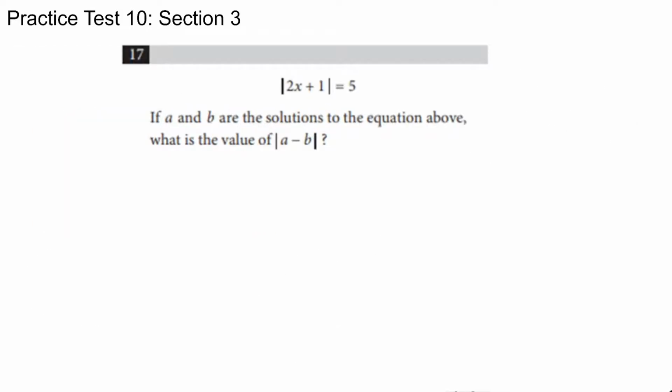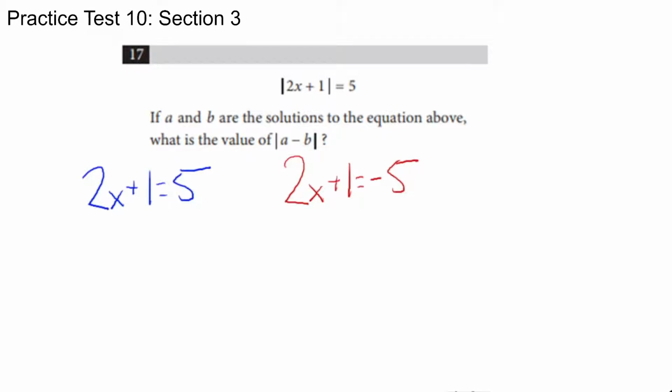Question 17 gives me the absolute value of 2x plus 1 is equal to 5. It says if A and B are solutions to the equation above, what is the value of the absolute value of A minus B? So when I have the absolute value of something, that means the distance from 0. So there are two equations I need to set up to find my solutions. My first one is going to be 2x plus 1 is equal to 5. And my second one is 2x plus 1 is equal to negative 5, right? Because negative 5 is still 5 units away from 0.